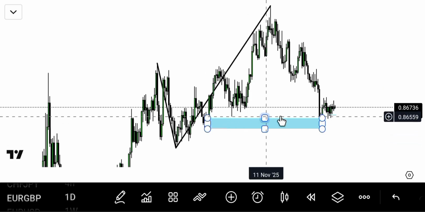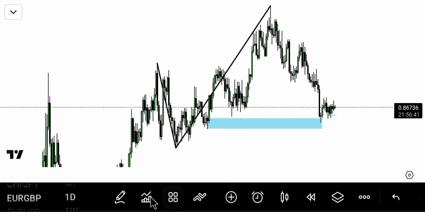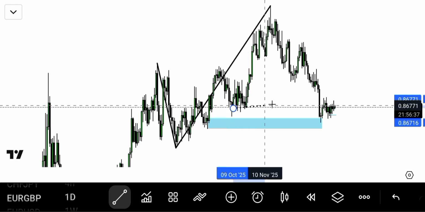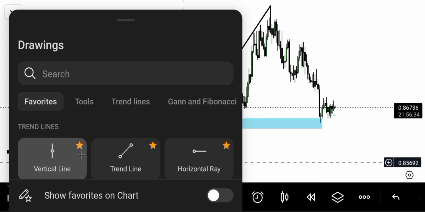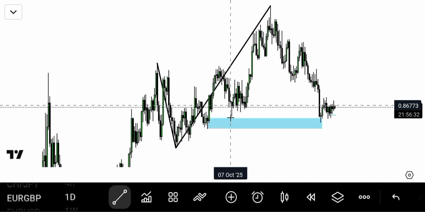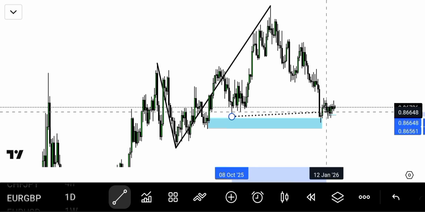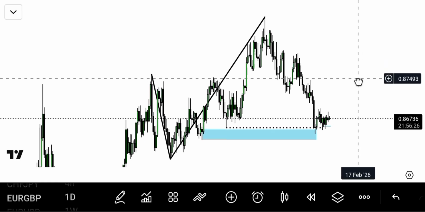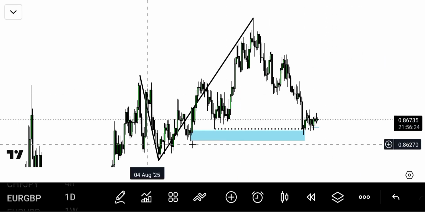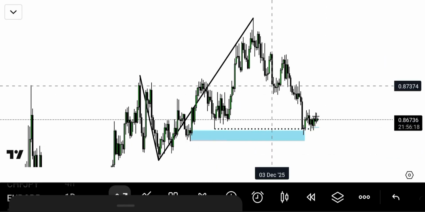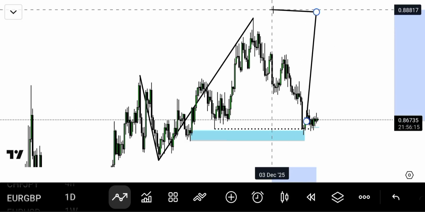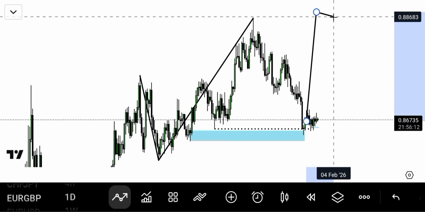And this is actually an inducement liquidity that price is going to take out. Let's mark it out. This is an inducement liquidity that price is going to take out to continue to the upside. So we're expecting price to take out this inducement liquidity, then give us our new structure, new expansion to the upside.